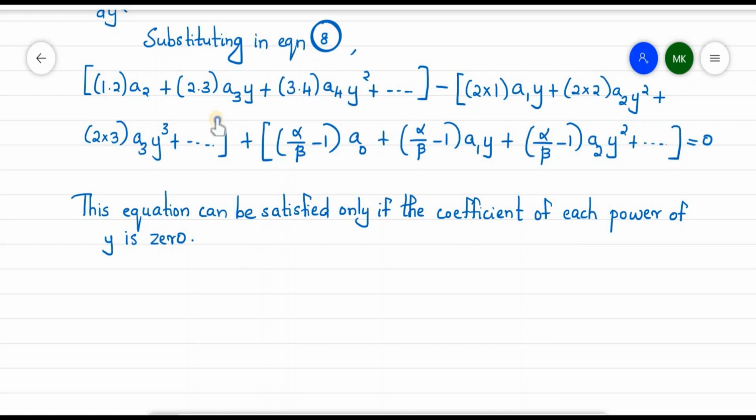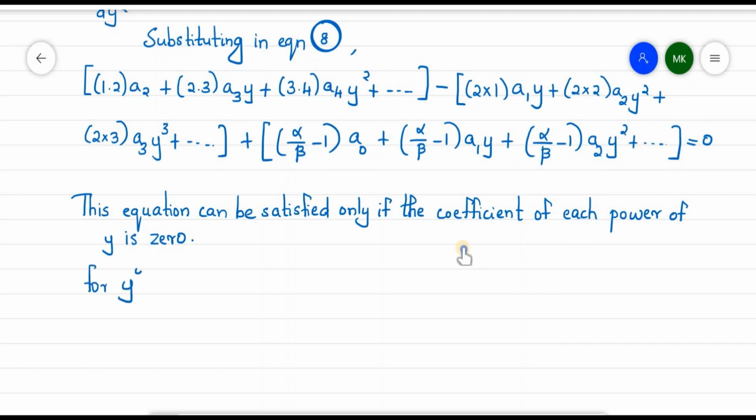For example, if we take the coefficient of y square, 3 into 4 into a4 plus 2 into 2 into a2, and also alpha by beta minus 1 into a2. The sum of all these terms should be equal to 0. Similarly, for each power of y, that is for y cube, y square, y, etc.